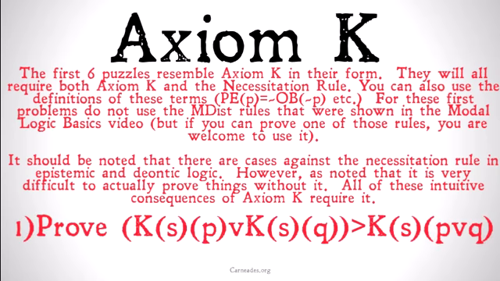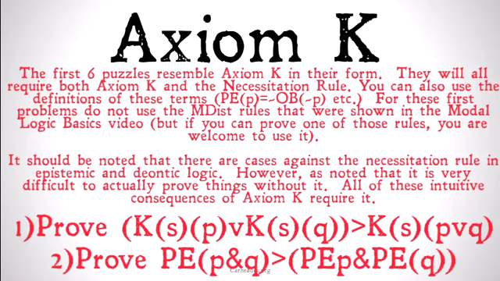So, your first puzzle is to prove, once again, this should look very similar to Axiom K. Instead of distributing our strong operator across implication, we're exporting our strong operator. We're bringing it outside the brackets across disjunction, and we're doing it with knowledge. So S knows that P or S knows that Q implies that S knows that P or Q.